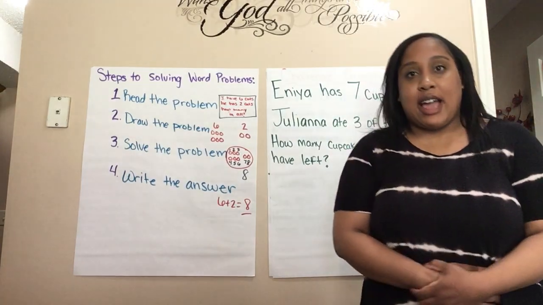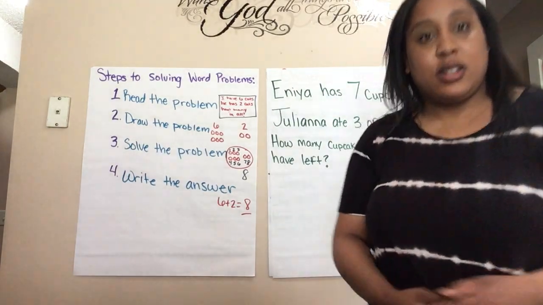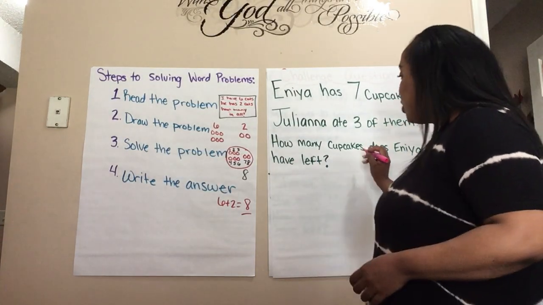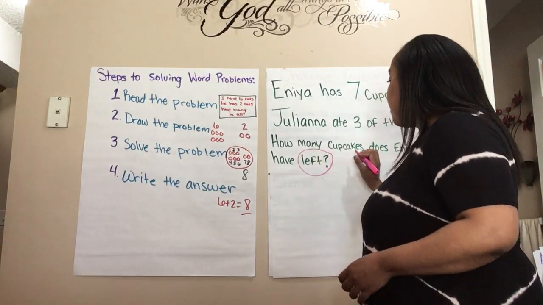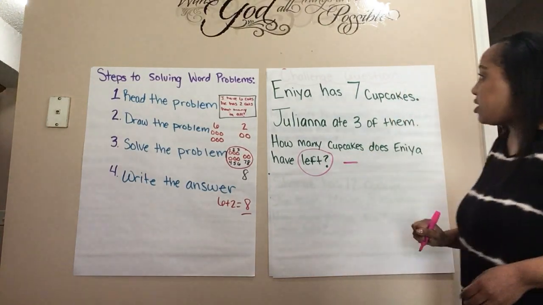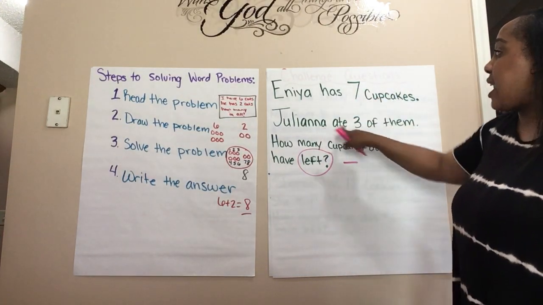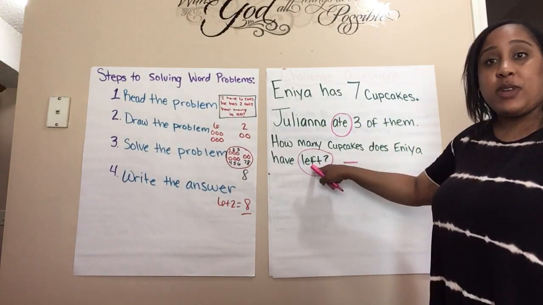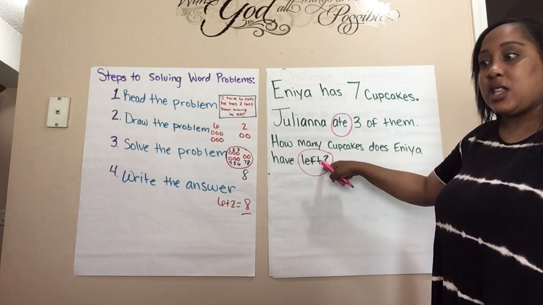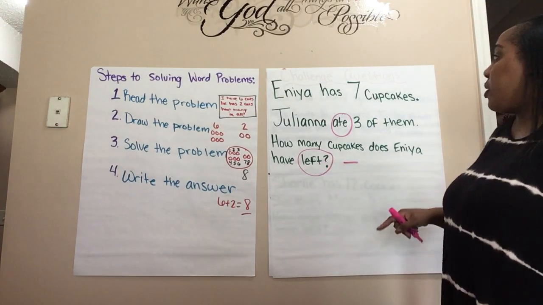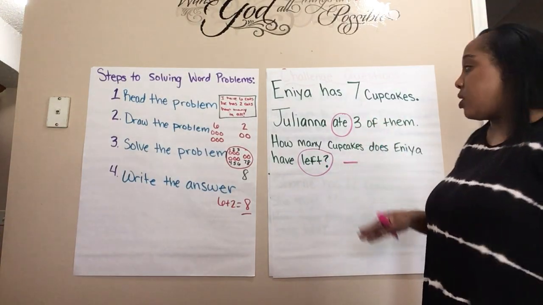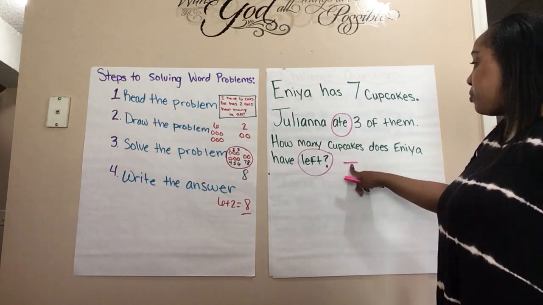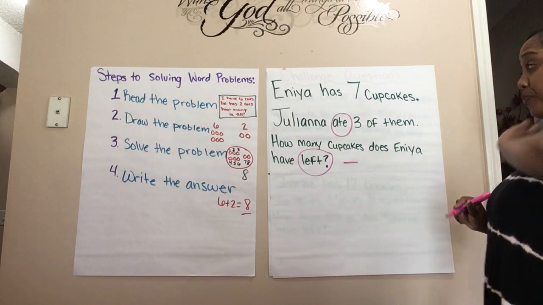Addition or subtraction? What do you think? It's going to be subtraction because Inaya started off with this many, but Juliana ate this many, and they want to know how many we have left, right? Okay, when you eat something, it's gone. So we know that she ate them, they're gone. They want to know how many we have left. So it's a subtraction problem, okay?